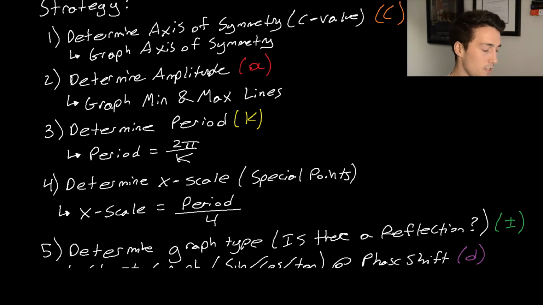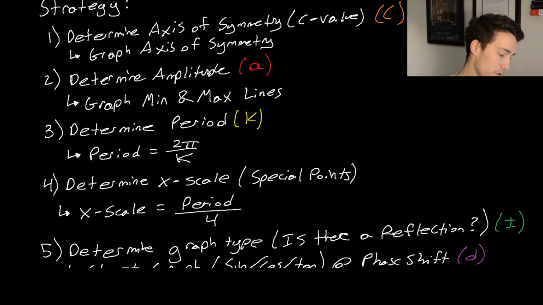So for one, it says determine the axis of symmetry. So this is the c value, and axis of symmetry is kind of how it sounds: where the function is symmetric. What line is the function symmetric on? So we have to determine that, and we have to graph that, so we'll just put that line down. Next, we determine the amplitude. So graph the min and the max lines, and just put them on the graph without any points yet.